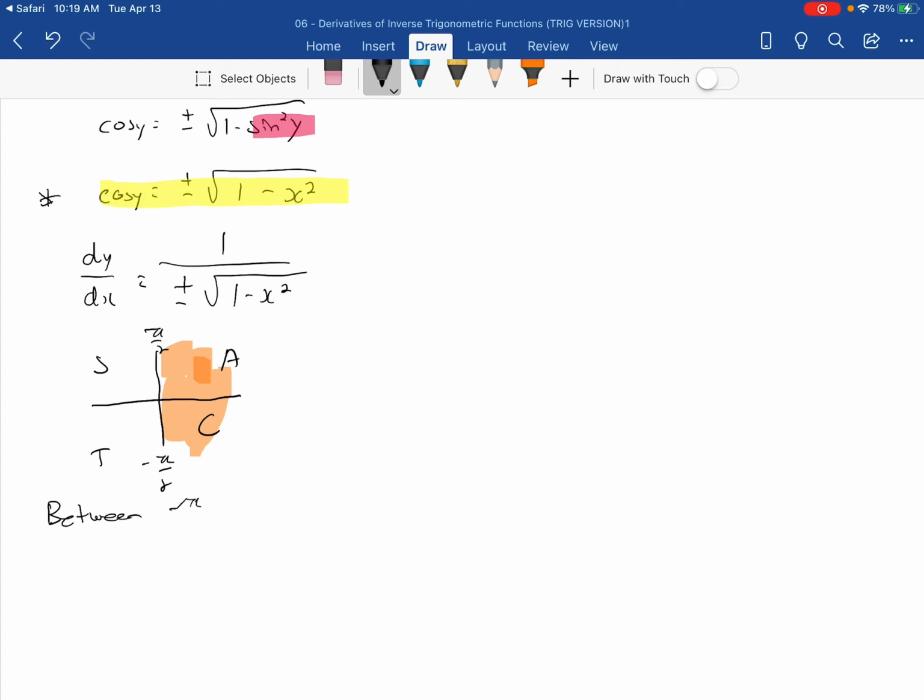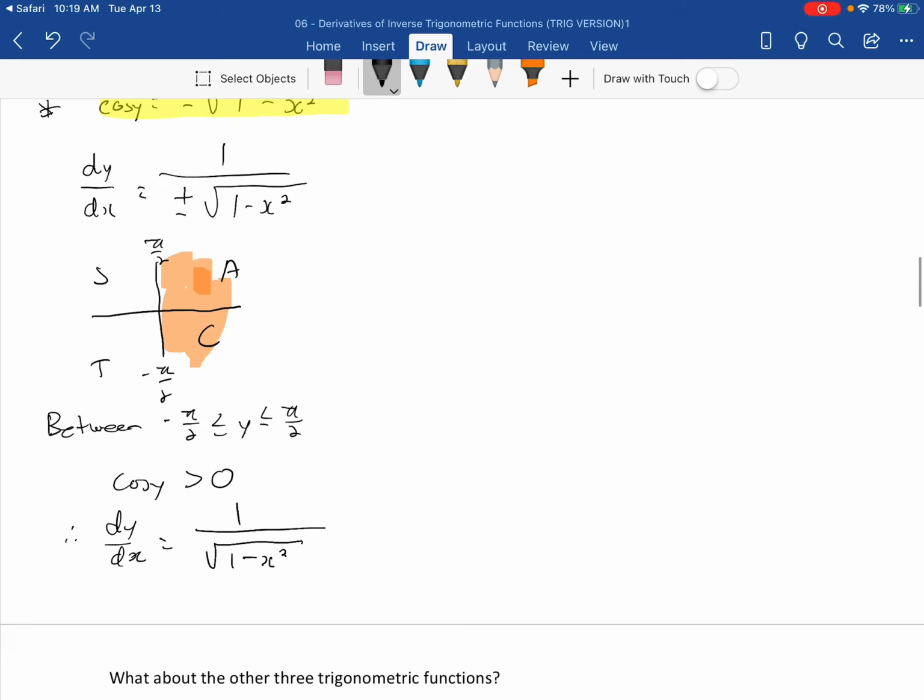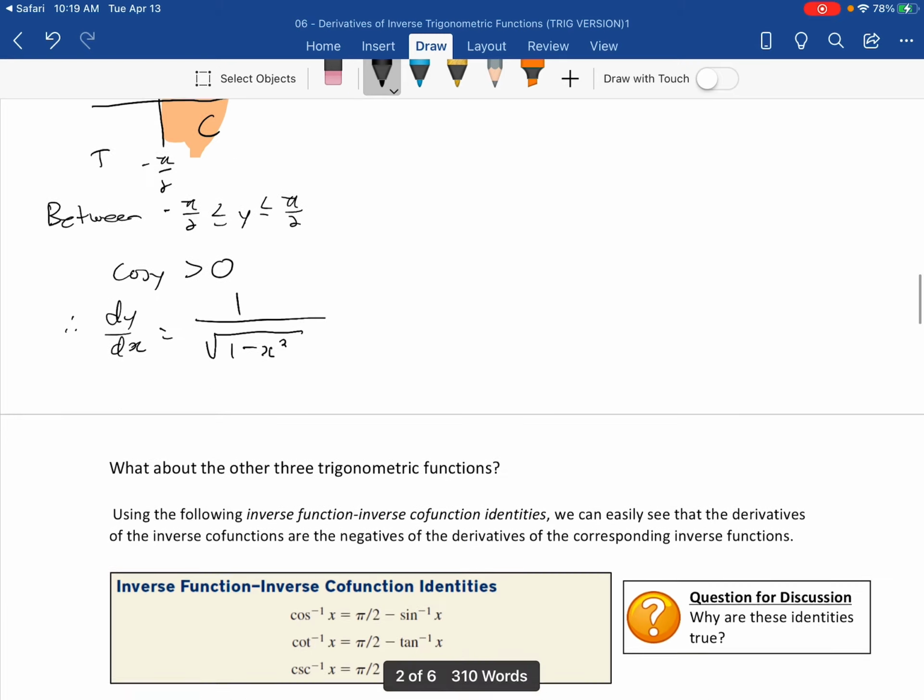And so what I get out of that is, I'm going to write that down: between negative pi over 2 and pi over 2, cos y is greater than 0. Therefore, dy by dx isn't plus or minus, it's actually just plus, and there's the derivative of sine inverse: 1 over the square root of 1 minus x squared. Nice.